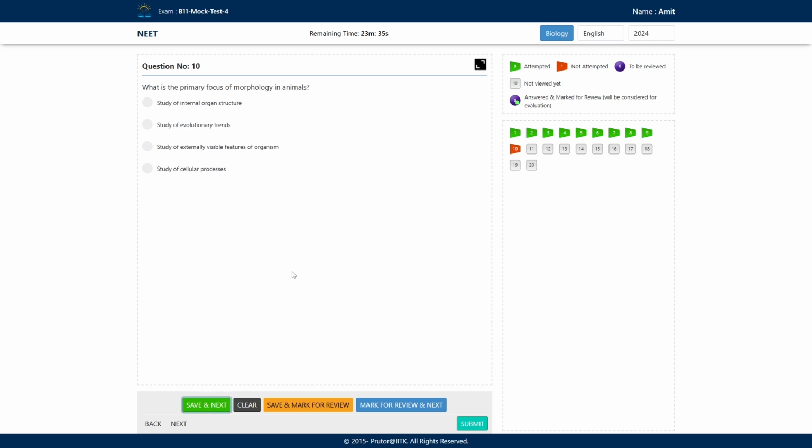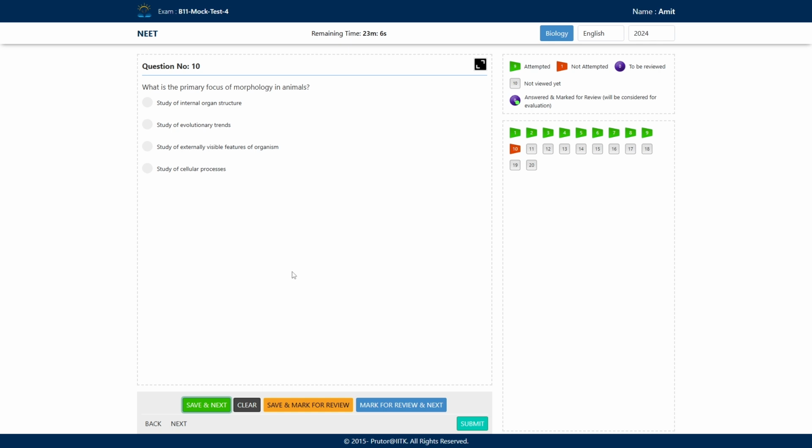Next question. What is the primary focus of morphology in animals? When you study the morphology, what is the primary focus? A. Study the internal organ structure. B. Study the evolutionary trend. C. Study the externally visible features of organism. And D. Study the cellular processes.